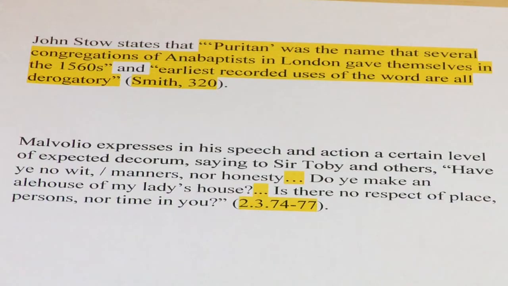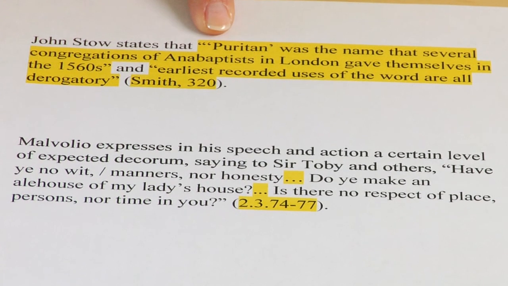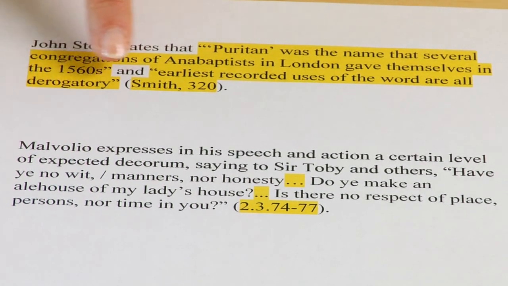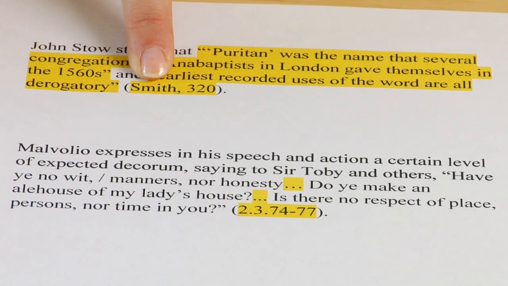So like in my example here, John Stowe states that Puritan was the name that several congregations of Anabaptists in London gave themselves in the 1560s. So everything from the quotes in the highlighted area here is your quotation, and earliest recorded uses of the word are all derogatory. And then you have Smith 320. So Smith said all this stuff right here.